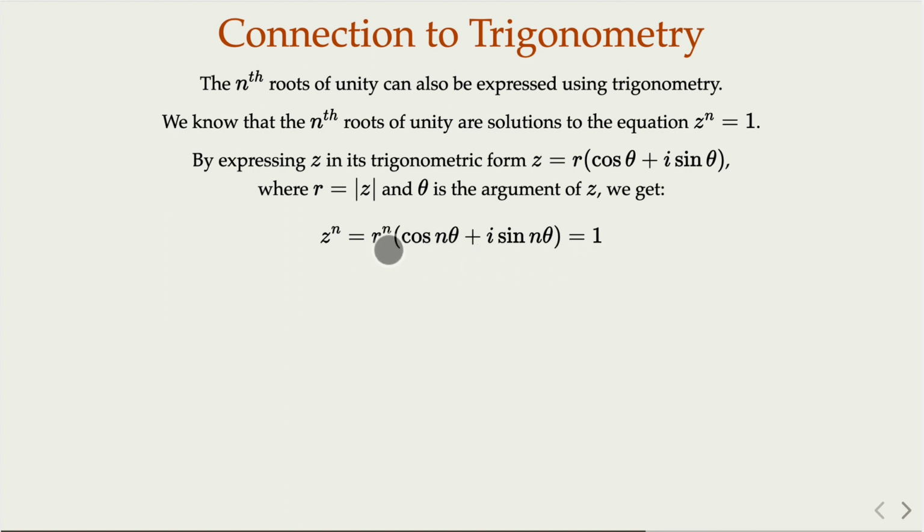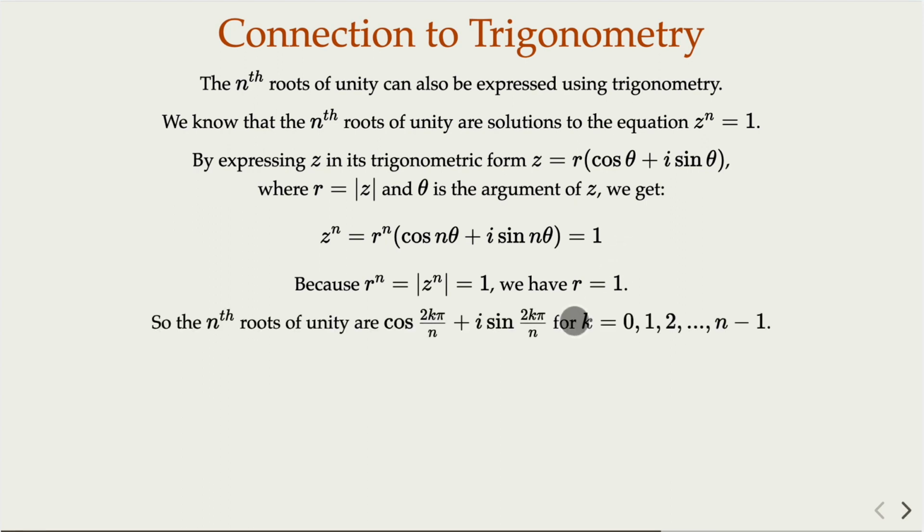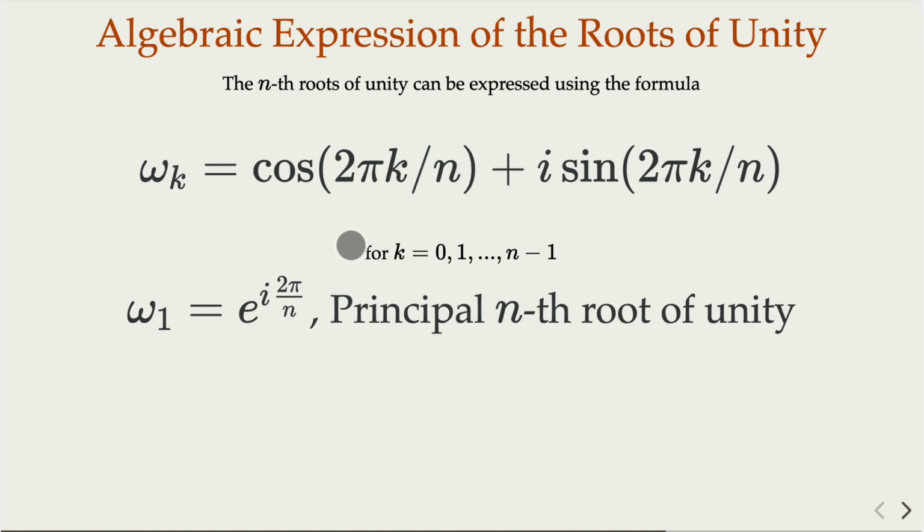Which means r has to be 1 here. And then how about theta? n theta has to be a multiple of 2 pi. So that's why we derive the formula here using the trigonometric form of the complex number.